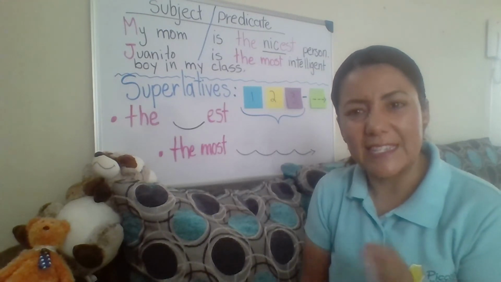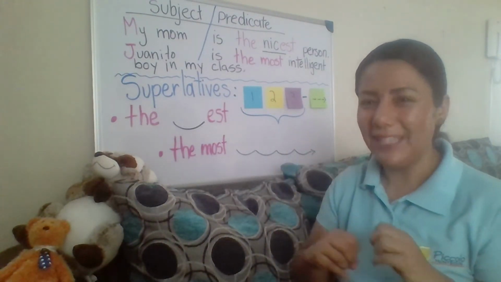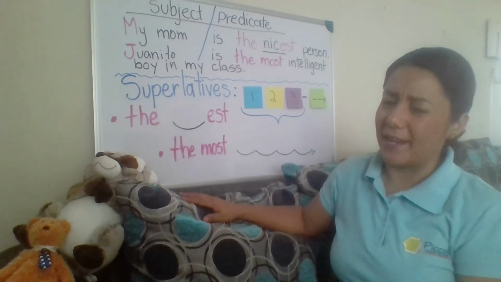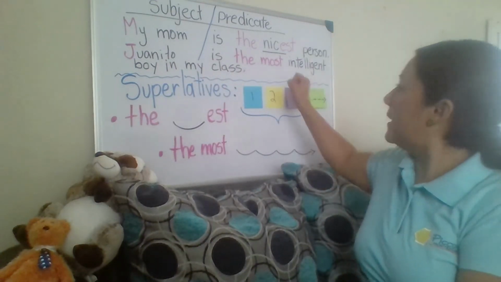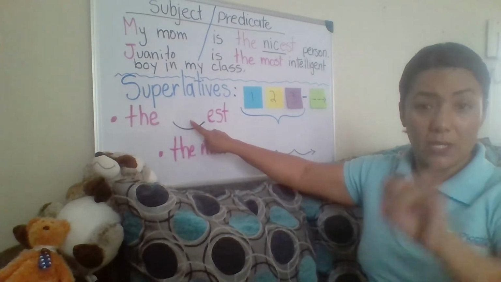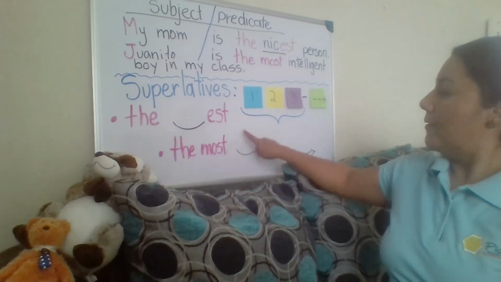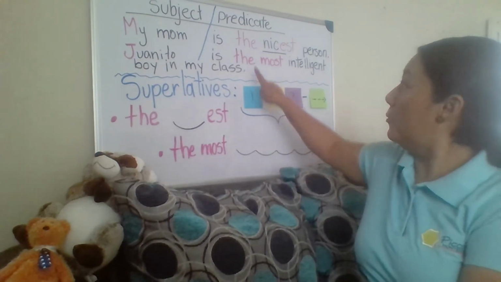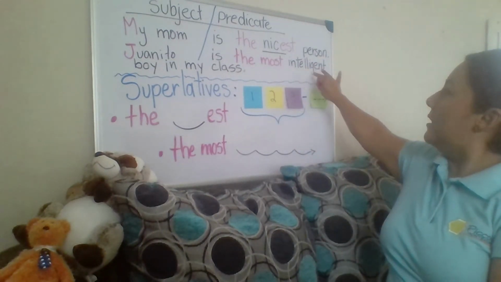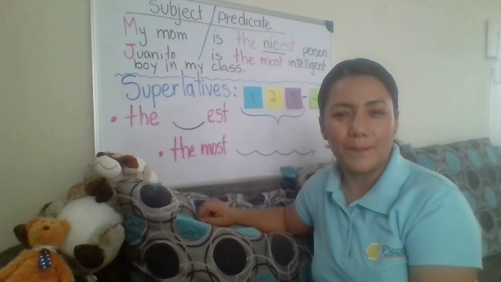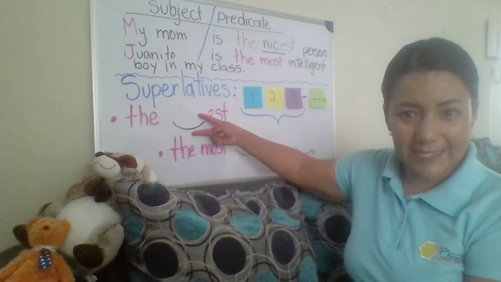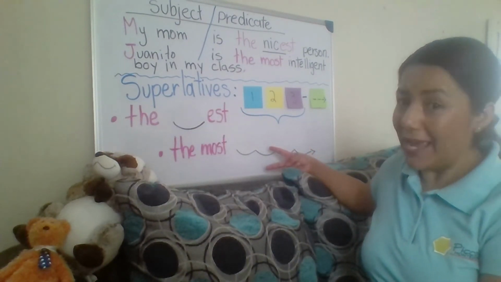Good. Now I'm gonna write a sentence about one of my friends, Juanito. I'm saying that in my group of friends, with like hundreds of friends that I have, Juanito is the champion of intelligence. Intelligent. Am I going to use a one syllable adjective? Intelligent. So I'm using a long adjective. So it'll be the most intelligent. Here we go again. Juanito is the most intelligent boy in my class. You see? Sentences with superlatives with short adjectives and sentences with superlatives using long adjectives.